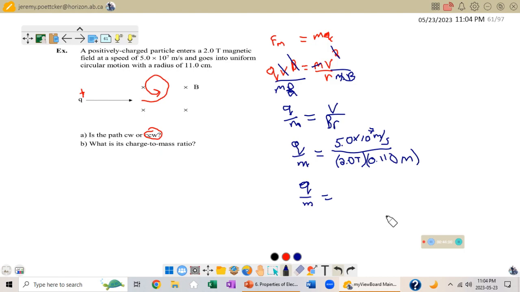And the charge to mass ratio here is going to be 2.272727. So 2.27. Whoa, be careful. Two significant digits. 2.3 times 10 to the 8th.